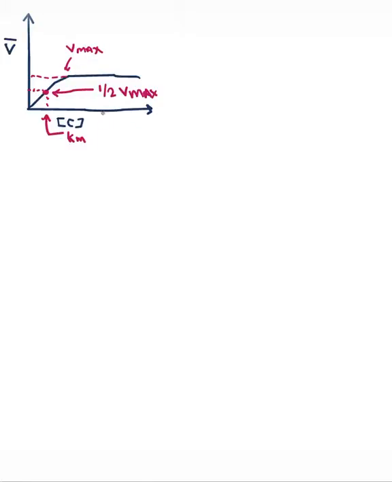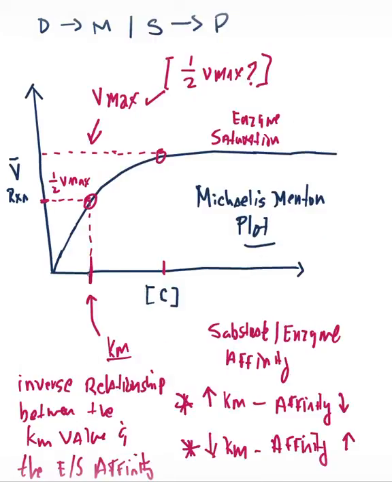And the Km, as we talked about in the last video, is a way of talking about enzyme substrate affinity, and that is to say that there is an inverse relationship between the Km values and the enzyme substrate affinity. The higher the Km, the lower the affinity; the lower the Km, the higher the affinity.